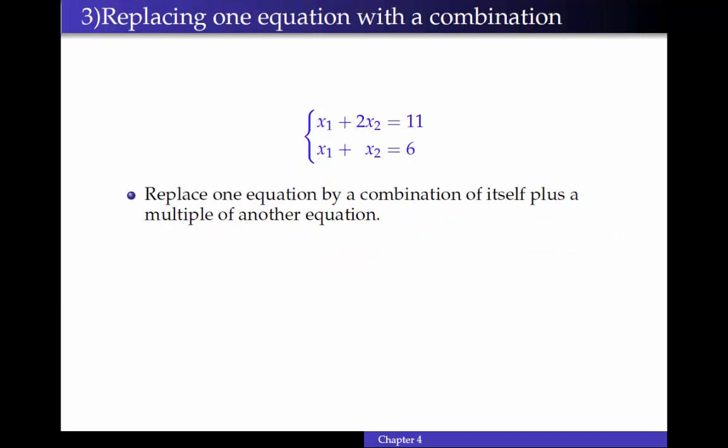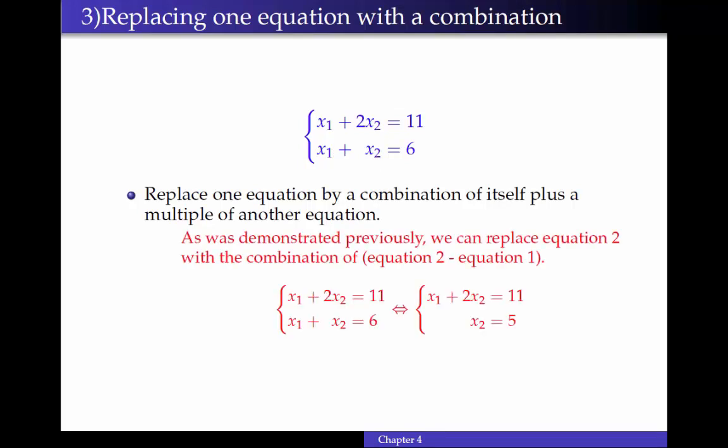The last thing we can do is what we started with. We can replace one equation by a combination of itself plus a multiple of another equation. Because if I form a multiple of one equation, I haven't really changed anything. And if I add these two equations together, even after I've multiplied one by a multiple, if I add them together, I haven't changed anything either because I've done the same thing to both sides. So like we did previously when we took equation 2 and we subtracted equation 1, what we did was add a multiple of equation 1, right? The multiple was negative 1.